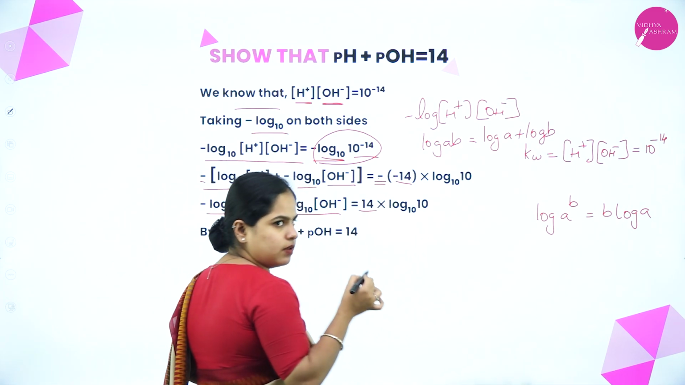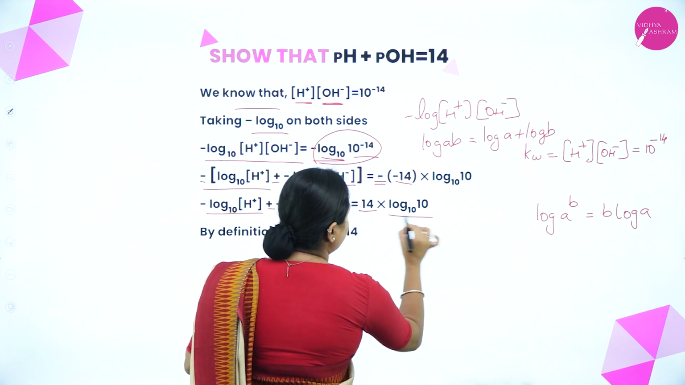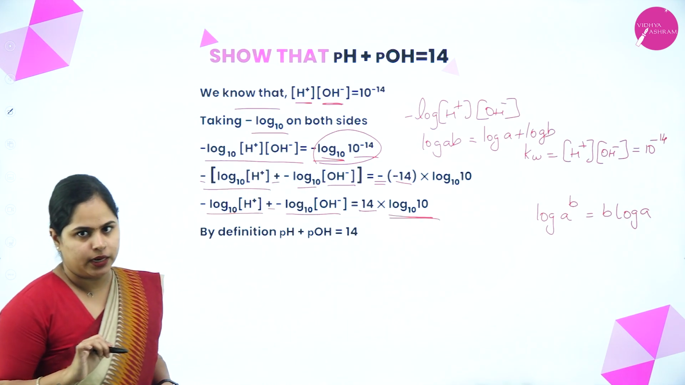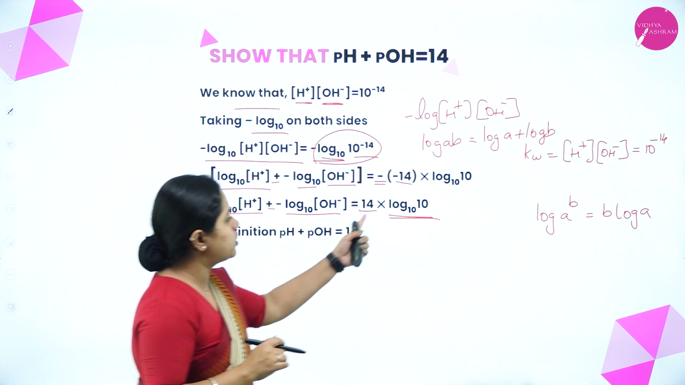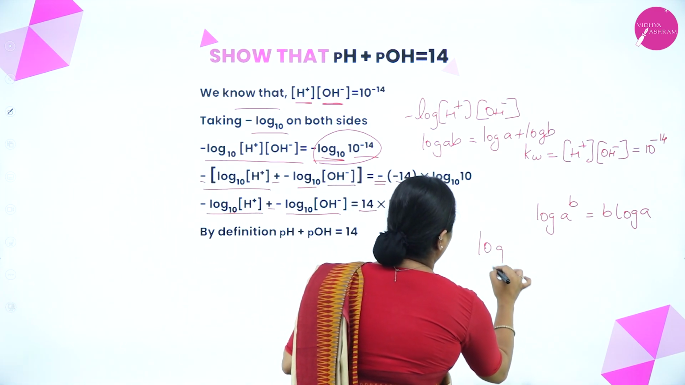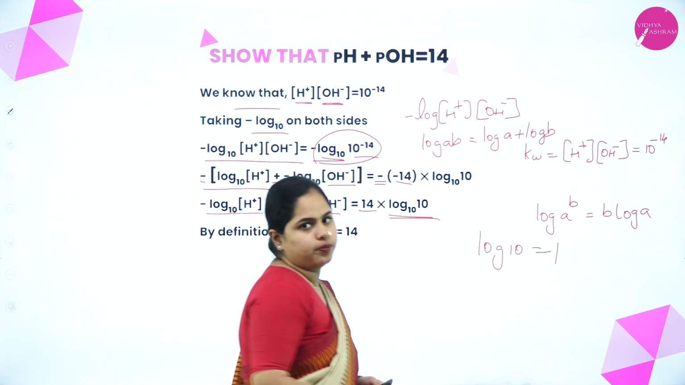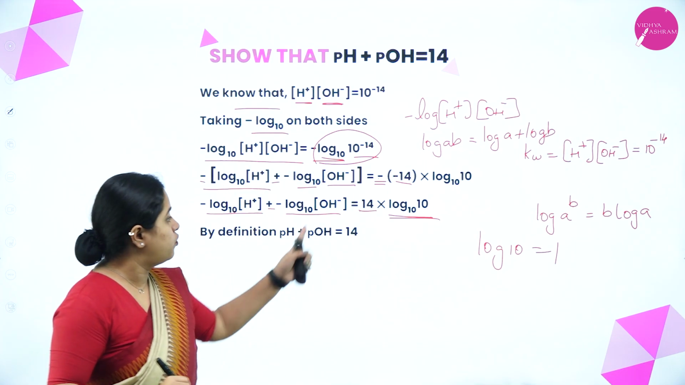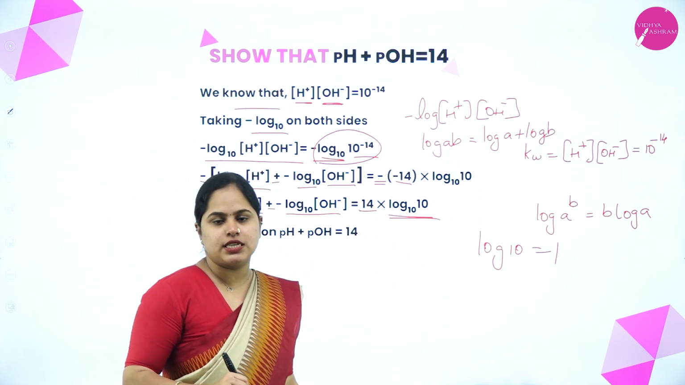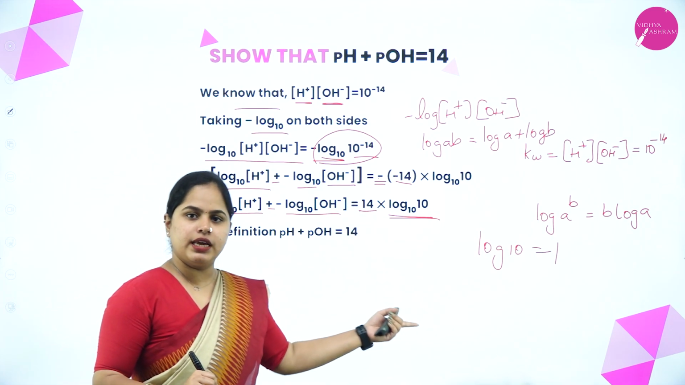See, minus and minus will become plus. 14 into log base 10 of 10. Log 10, right? So what is the value of log 10? The value of log 10 is equal to 1. So 14 into 1 is what? 14 itself. Now, this part is clear, that is 14.